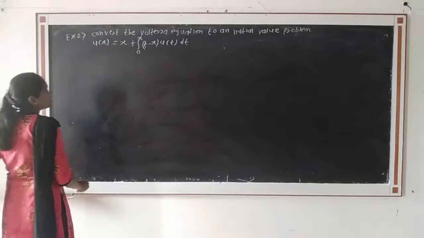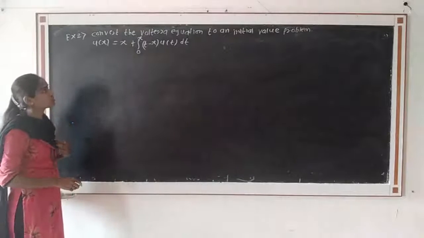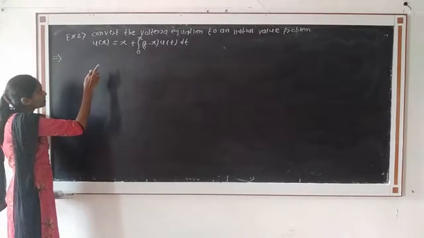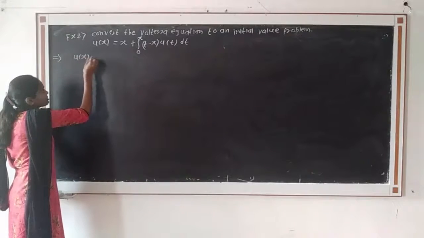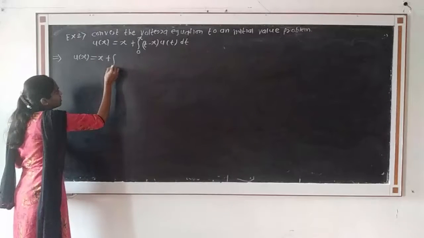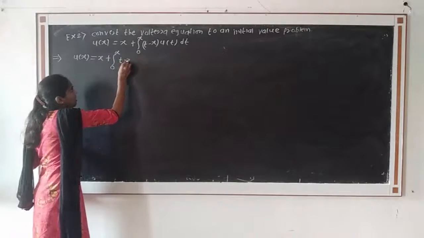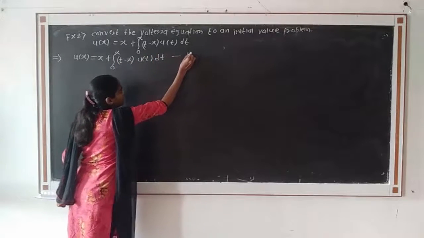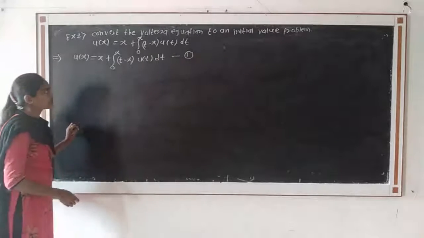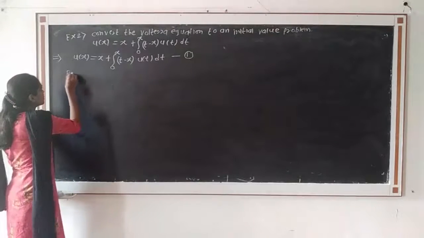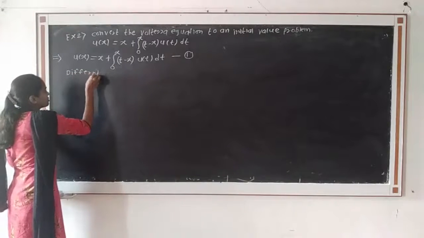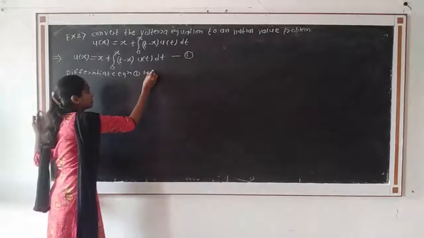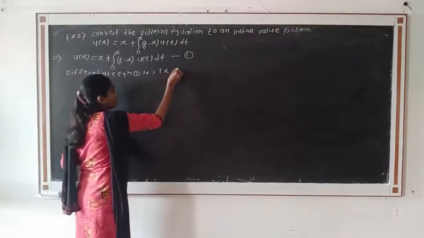Then we see the conversion of the Volterra equation to an initial value problem. First, we rewrite the given integral equation, that is u of x is equal to x plus integration from 0 to x of (t minus x) into u of t dt. Take it as equation number 1. Then we differentiate equation 1 with respect to x on both sides.